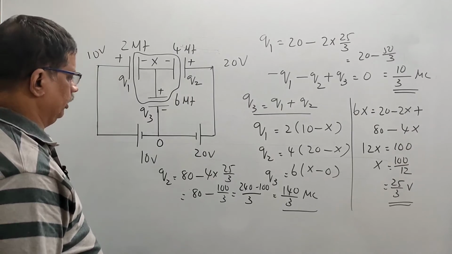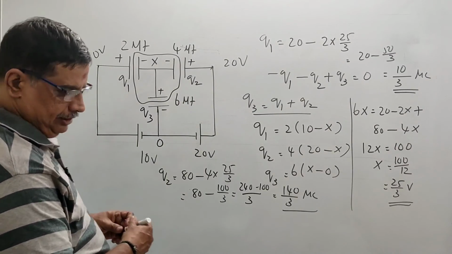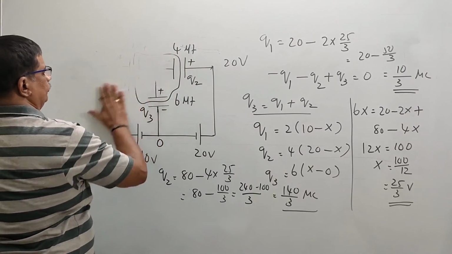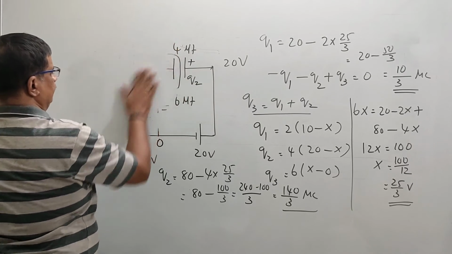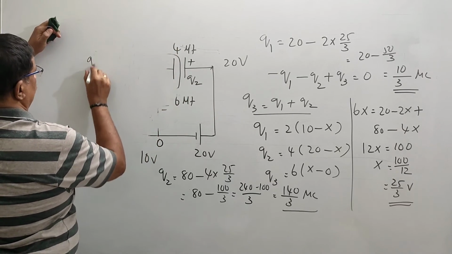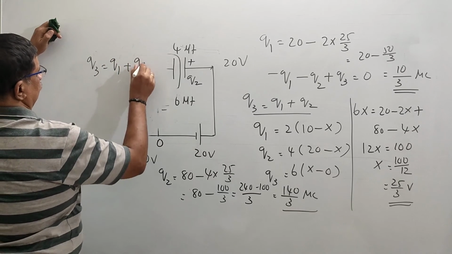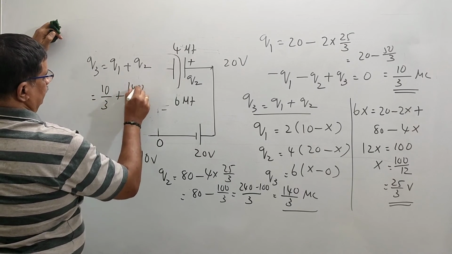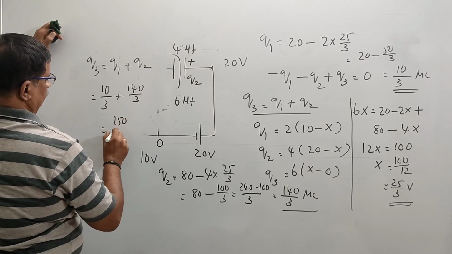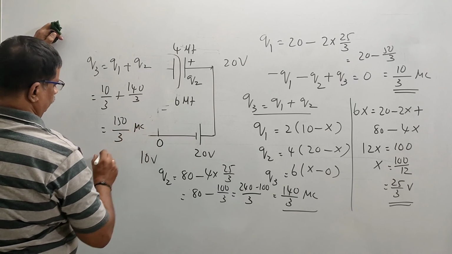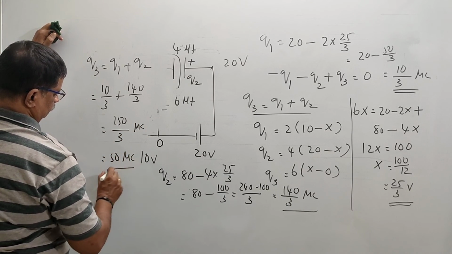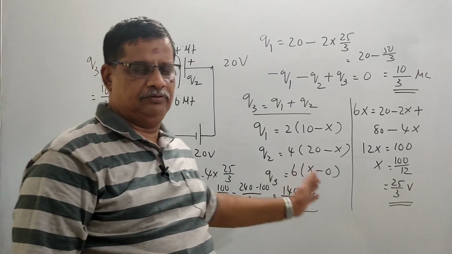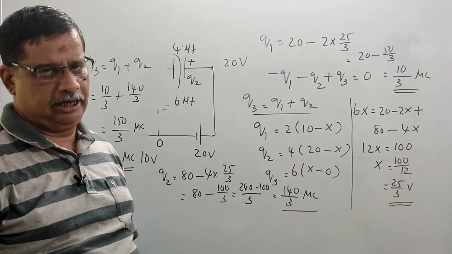So we have obtained both Q1 and Q2. Let us add them to find Q3. So we will get Q3 equal to Q1 plus Q2. This is equal to 10 by 3 plus 140 by 3, which is equal to 150 by 3 microcoulomb, that is 50 microcoulomb. So that is the value of Q3. So that is how we solve this type of circuits and find the charges on the capacitor plates.